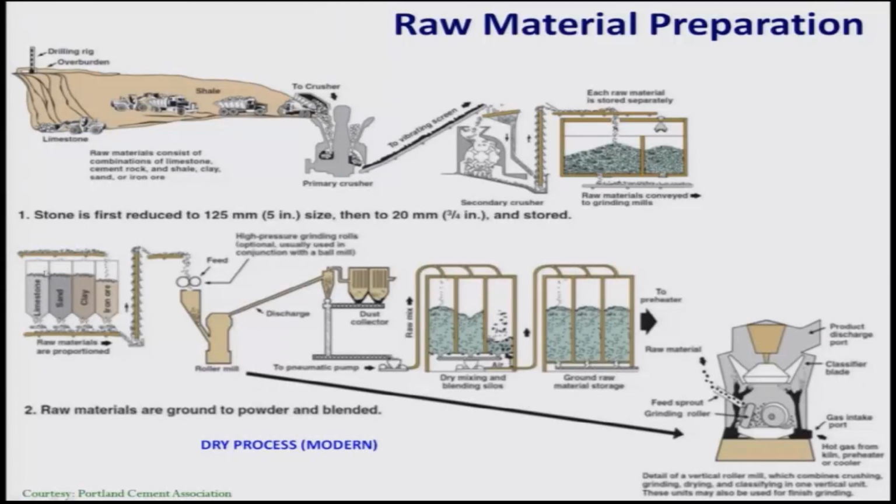The materials are stored separately from different sources. So, as you can see in the next step, raw materials are ground to powder and blended. You can see that the raw materials are separately kept in silos and appropriate proportioning takes place, and then finally it goes to a roller mill where the materials together are ground to a fine powder.